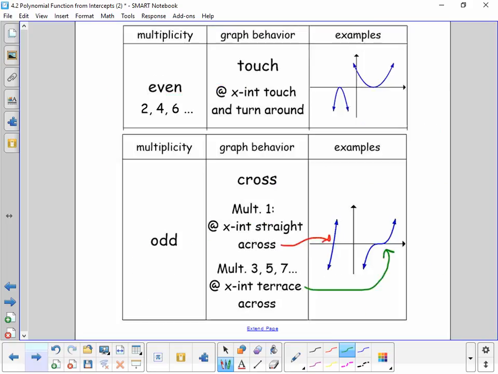Here's sort of a summary of that. So if the multiplicity is even, 2, 4, 6, it's not going to go across. It's just going to touch and turn around. If a multiplicity is odd, it's definitely going to go across from one side to the other of the x-axis. Multiplicity 1 means just go straight across. Higher odd numbers, 3, 5, or 7, make this terrace behavior where it flattens out, sometimes also called inflection.